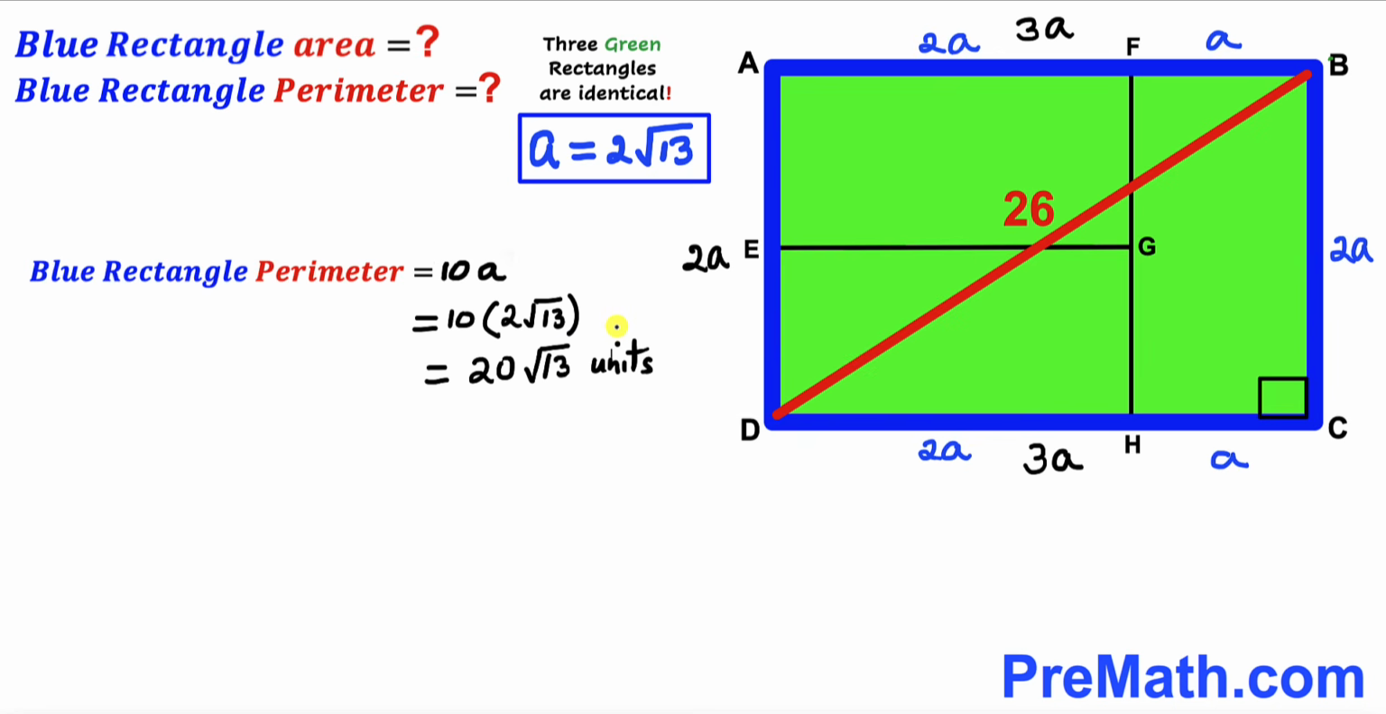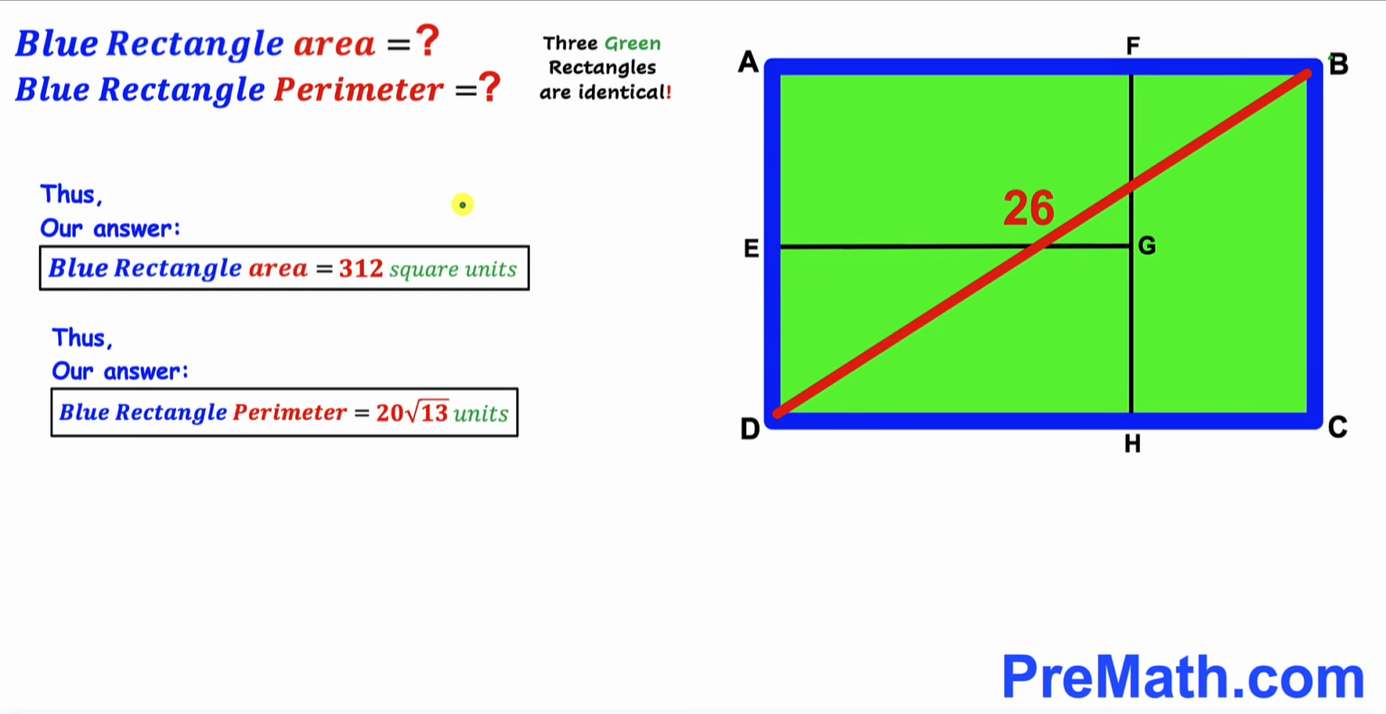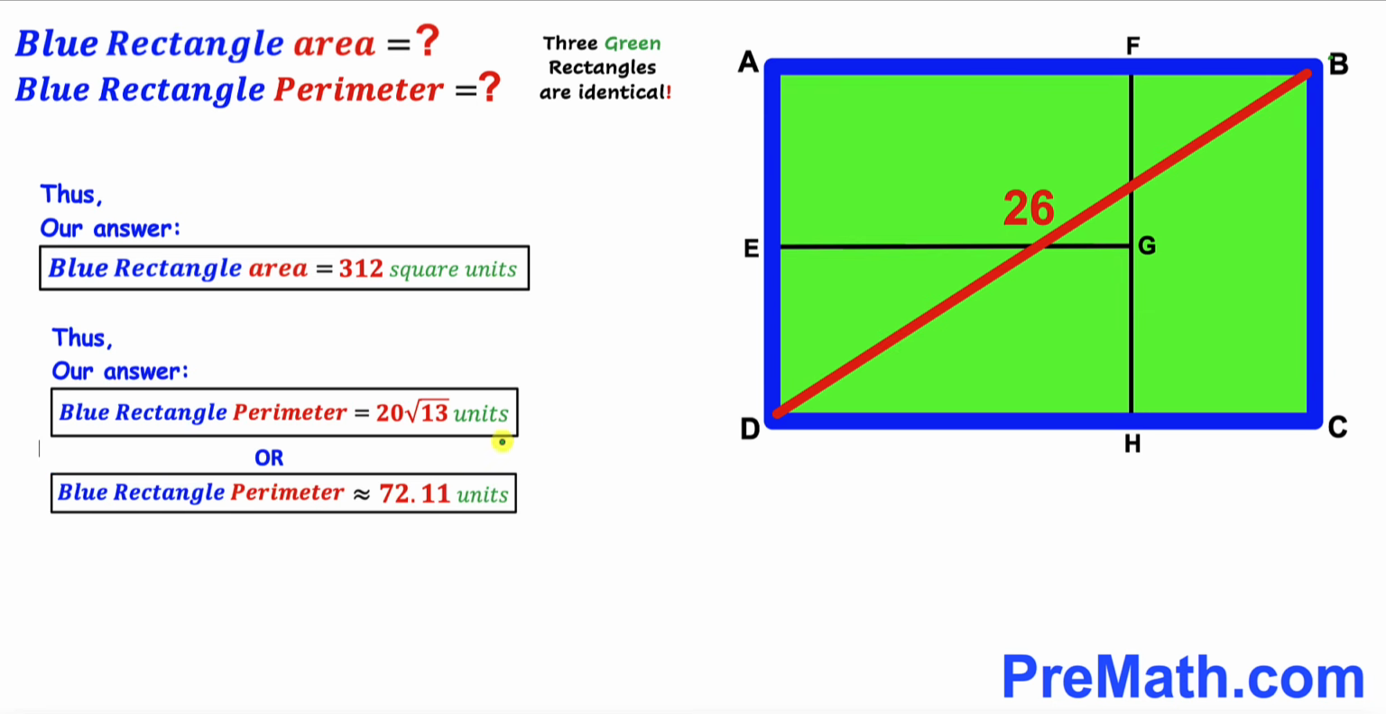So thus after all the calculations and manipulations, the blue rectangle area turns out to be 312 square units. And likewise the blue rectangle perimeter turns out to be 20 times the square root of 13 units. And that perimeter is going to be approximately equal to 72.11 units as well. And that's our final answer.